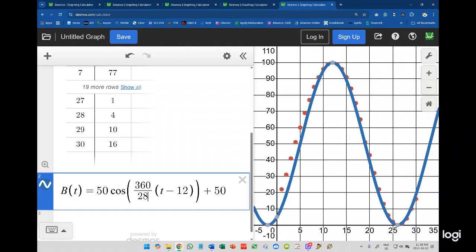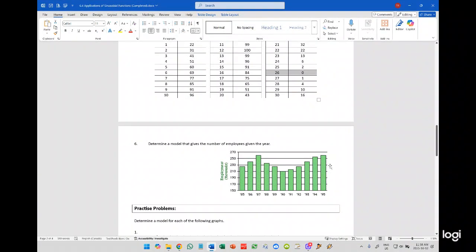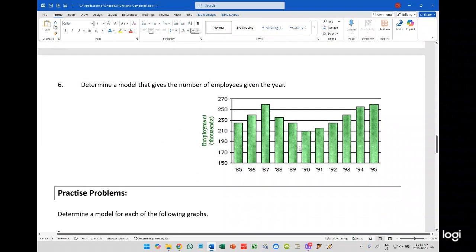Okay, now this last one here, and again, I'm going to just bring up this picture on the screen quickly. We want to see if we can determine a model that gives the number of employees given the year. So this particular thing says, here's the employees in thousands. And this graph goes from 150 to 270, but the minimum actually looks more like 210. And the maximum is more like 260-ish, a little under 260 maybe.